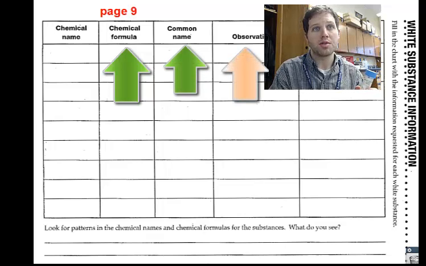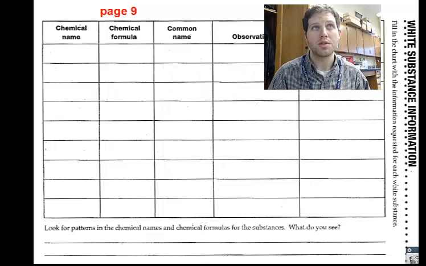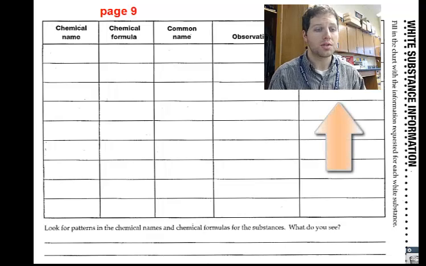In this section you'll record observations. Remember yesterday we talked about quantitative and qualitative observations. Include 2 or 3 for each one. And the last column is the uses column.